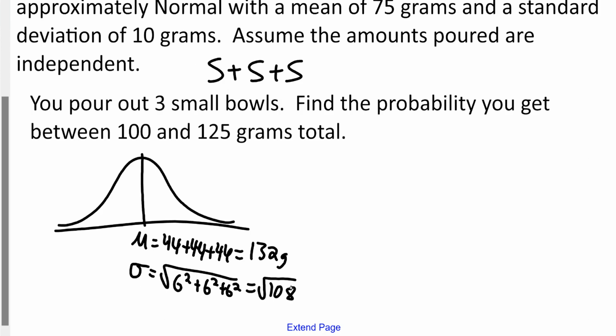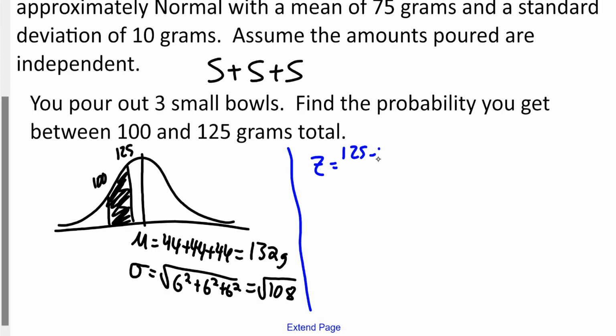So if I want to find between 100 and 125 grams, I know that's all to the left. 100 is over here, and 125 is kind of close. We want that in-between area. We have to find the probability of each one to the left and subtract them. So let's find those z-scores and use our z-table. The z-score for 125 is 125 minus 132 divided by the square root of 108.